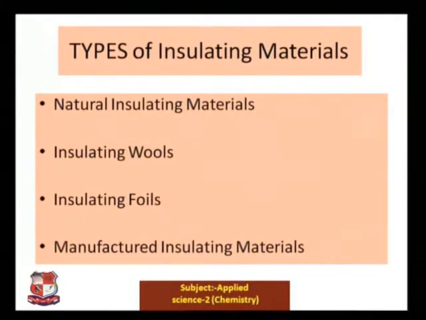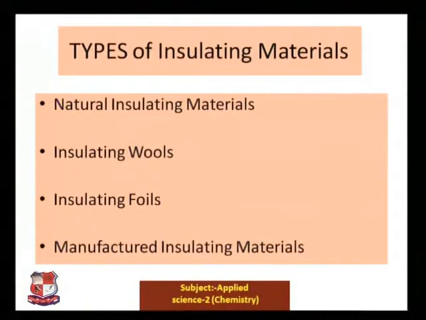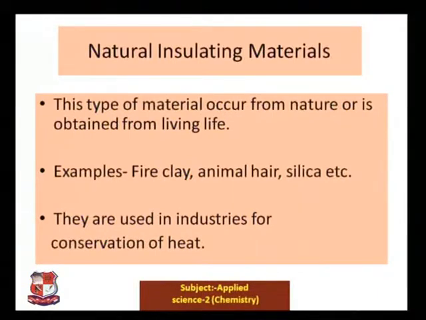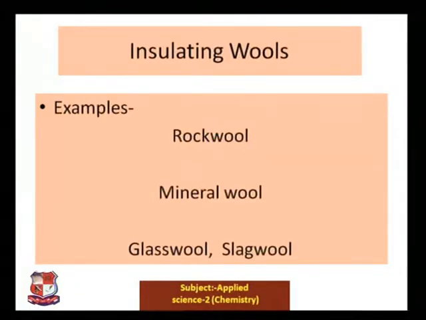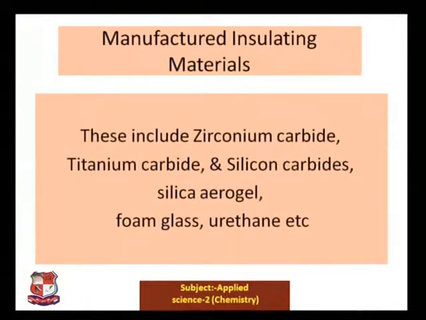We have discussed the types of insulating materials, that are natural insulators, insulating foils, insulating wools, and synthetic insulating materials or manufactured insulating materials. This type of material occurs in nature, that is why we have given the title natural insulator, used in conservation of heat. Then insulating foils are used for refrigeration purposes. Insulating wools include rock wool, mineral wool, glass wool and slag wool as examples. Manufactured insulating materials find applications in different zones.